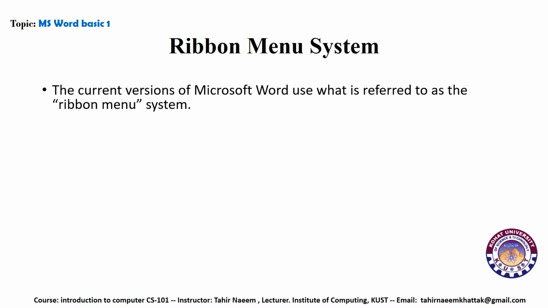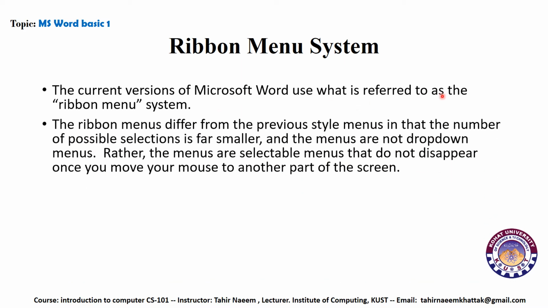The current version of Microsoft Word uses what is referred to as the ribbon menu system. Normally the latest editions of Microsoft Word use the ribbon menu system. The ribbon menu differs from the previous style menus in that the number of possible selections is far smaller, and the menus are not drop down menus. So in the previous edition of MS Word, if we click on some font, then the drop down menu will appear, while in the latest version ribbon menus appear.